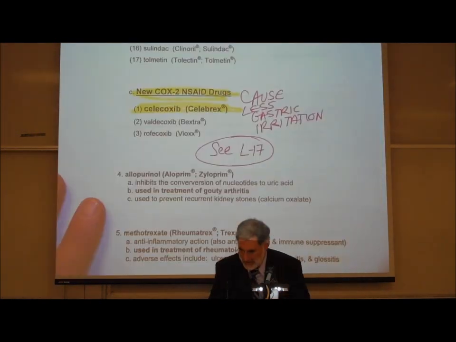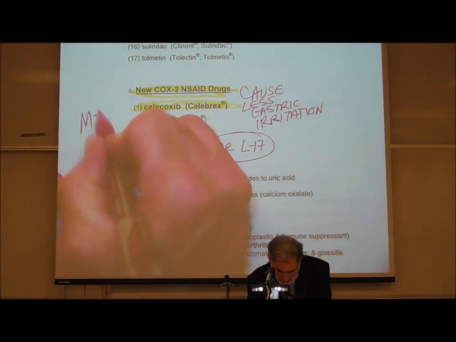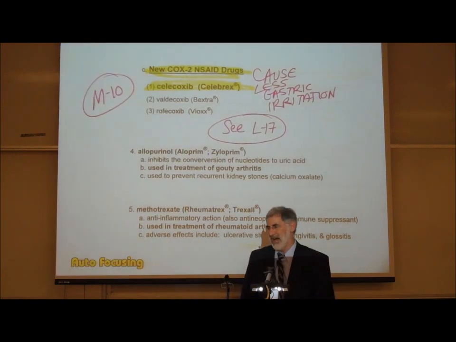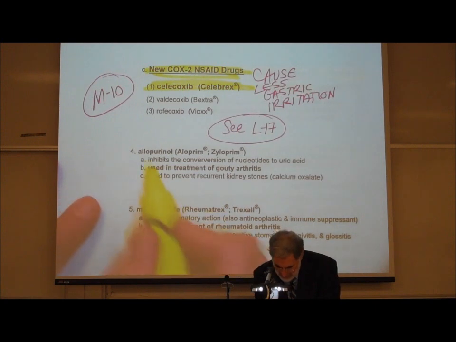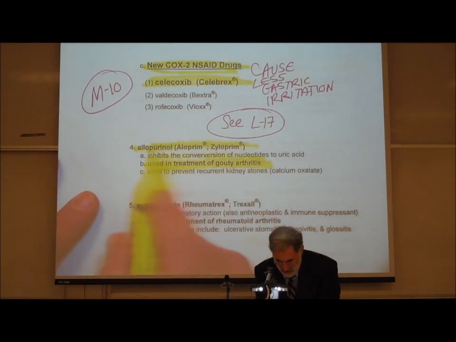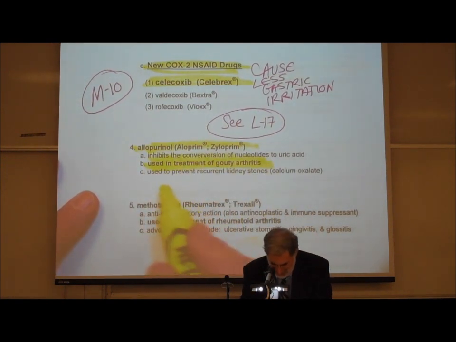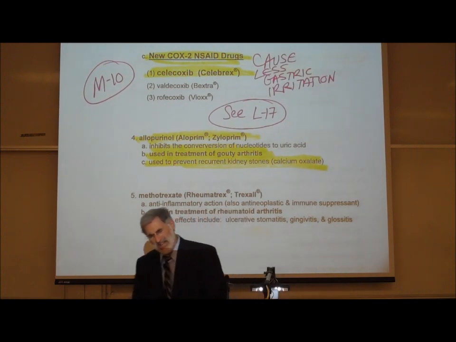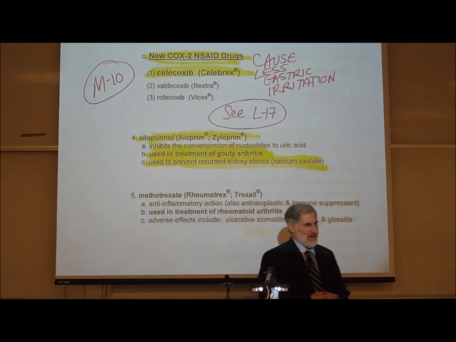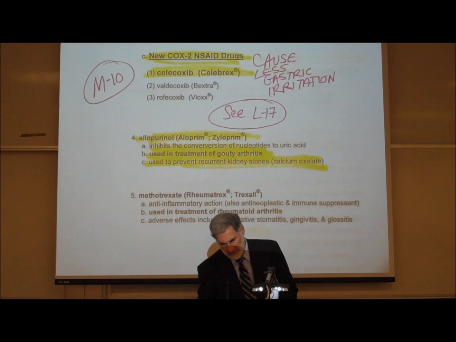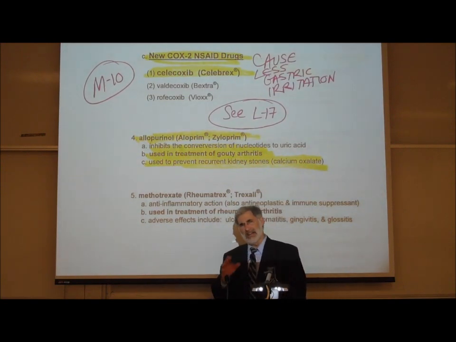Back on page M10. So this was in the middle of page M10. I wanted to mention a couple of other drugs that are related to the NSAIDs, or non-steroidal anti-inflammatory drugs. One of them is allopurinol. Allopurinol is specifically used for gouty arthritis and also to prevent kidney stones. Gouty arthritis is a special type of arthritis that's actually a metabolic disorder where the person forms high levels of uric acid, and the uric acid accumulates in the joints, irritating the joints.